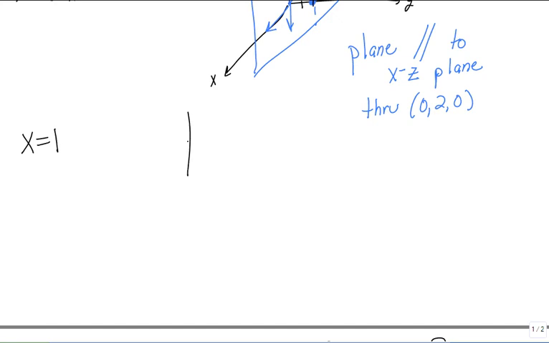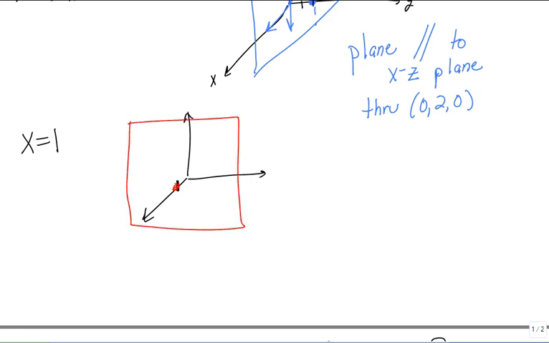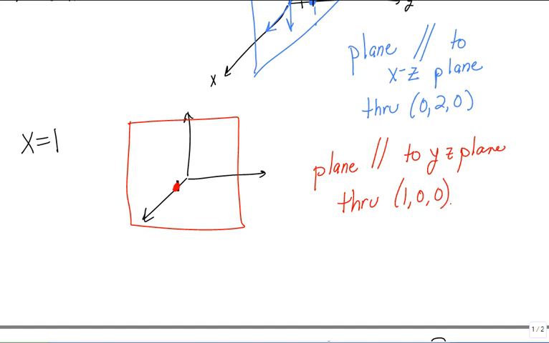Let's try x equals 1. So if x equals 1, y and z can be anything, so this plane is going to look like this, going through this point. So it's a plane parallel to the y-z plane through the point 1, 0, 0.